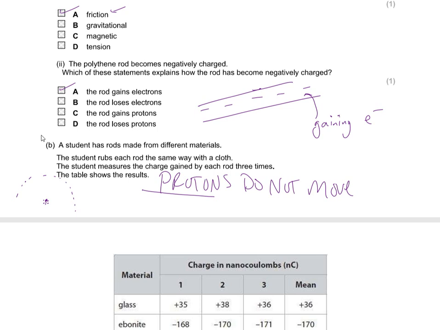Okay, so if you remember when we did this practical, as a class practical earlier, when you were using the rod, the ruler, all you were doing is you were pretty much moving the electrons. Again, make sure it's only one mark.